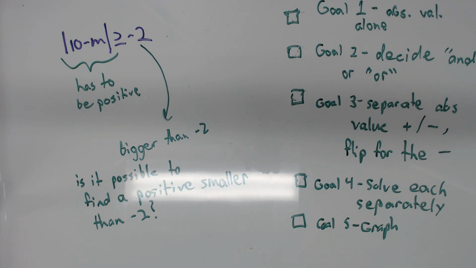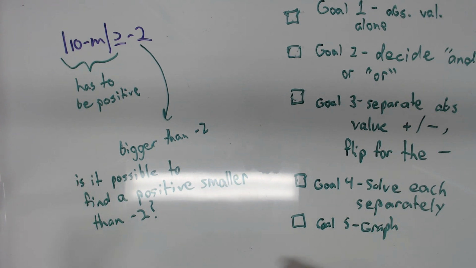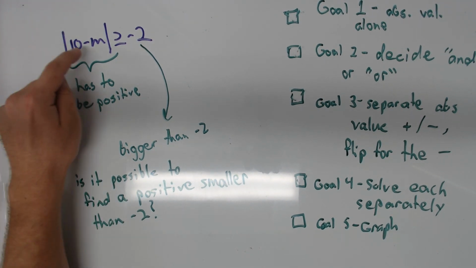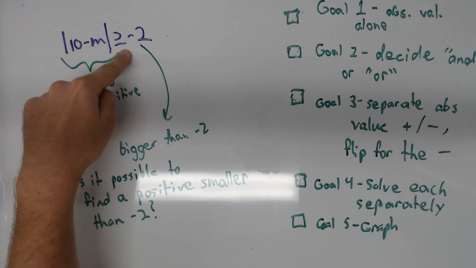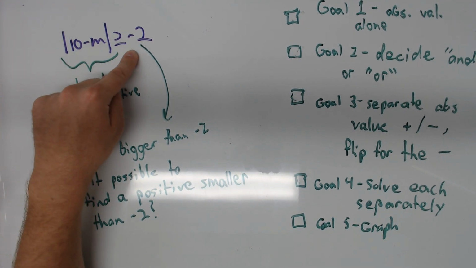Positive numbers are always going to be bigger than negatives because they're just on the right side of the number line. Negatives are on the left, positives are on the right. Right's the bigger stuff. It's not possible. So it is not possible for us to find something that doesn't work. There is no m value that is not a solution.